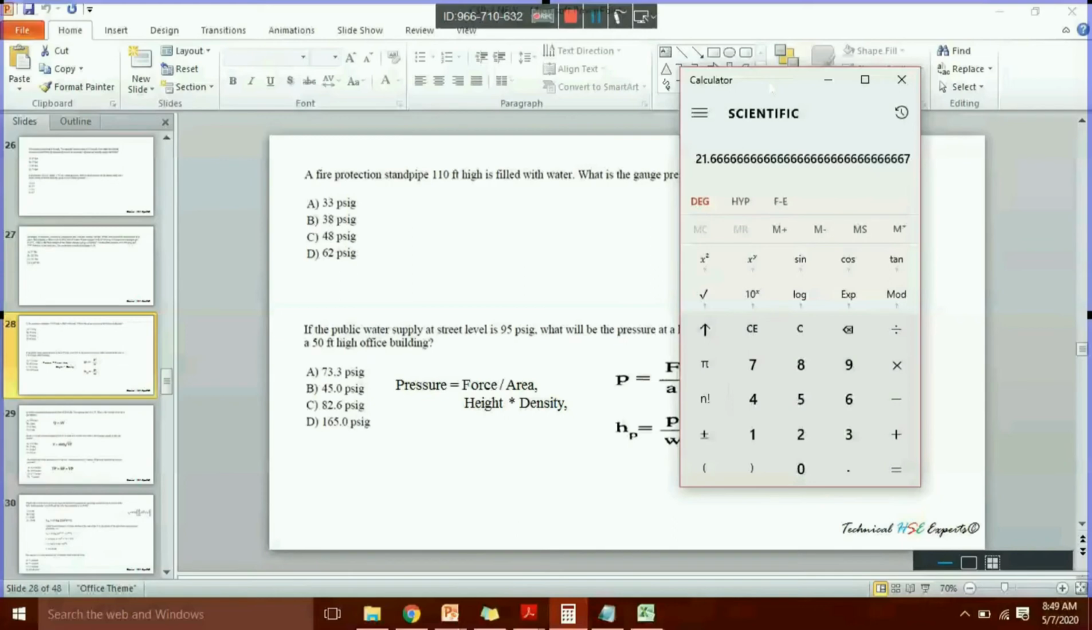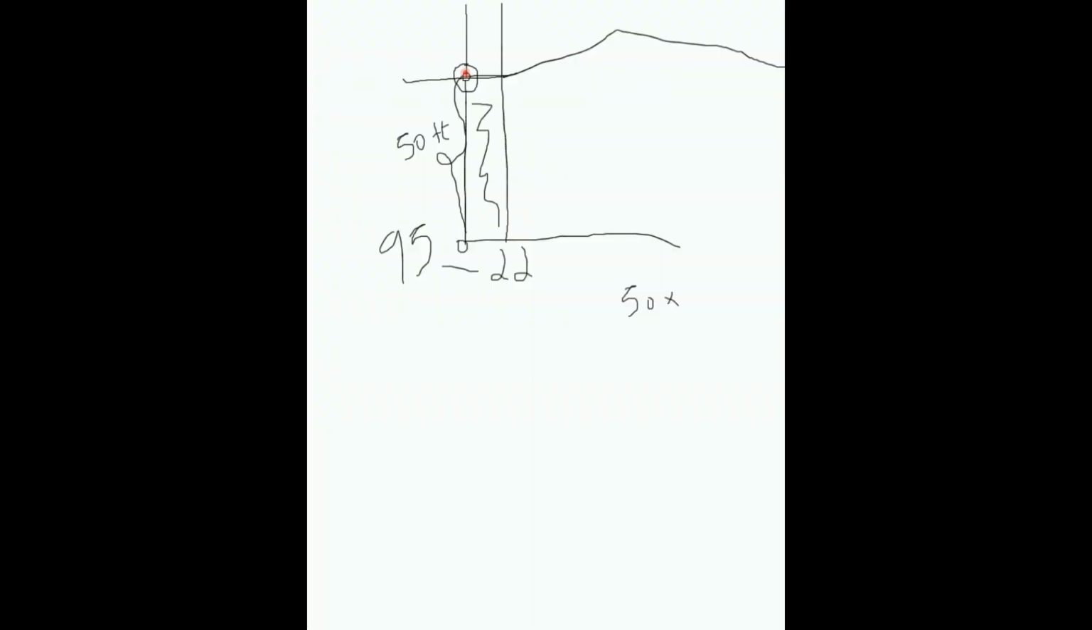Yeah, but this value is for what pressure? That's my question. This 22 is for this feet. This is for the value below the roof. No, no, no, bottom. Below the roof. Yeah, here.